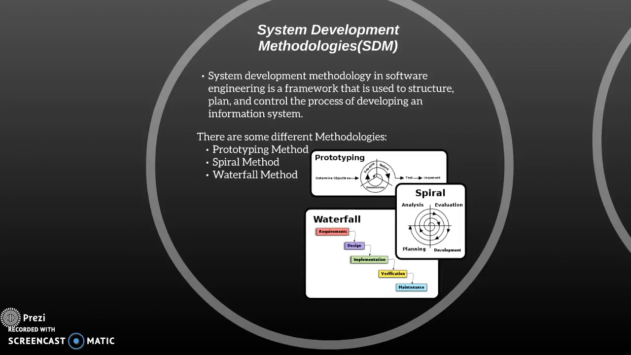Coming to the system development methodologies. System development methodology in software engineering is a framework that is used to structure, plan, and control the process of developing an information system. A wide variety of such frameworks have evolved over the years, each with its own recognized strengths and weaknesses. The whole purpose of system development is the enhancement of the productivity of the organization or any group of people working in that organization.